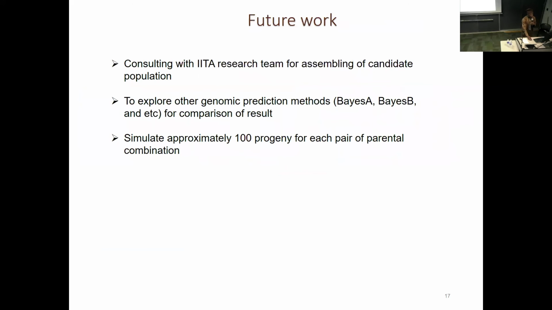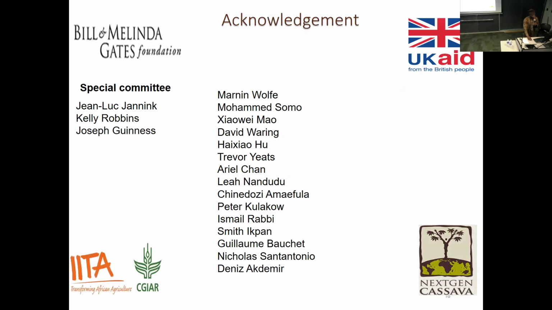The future work is to consult with the IITA research team to assemble the candidate pools from which the heterotic groups will be defined. I still need to explore other genomic prediction methods to compare the results with the existing ones. I also need to simulate approximately 100 progeny for each pair of parental combinations.